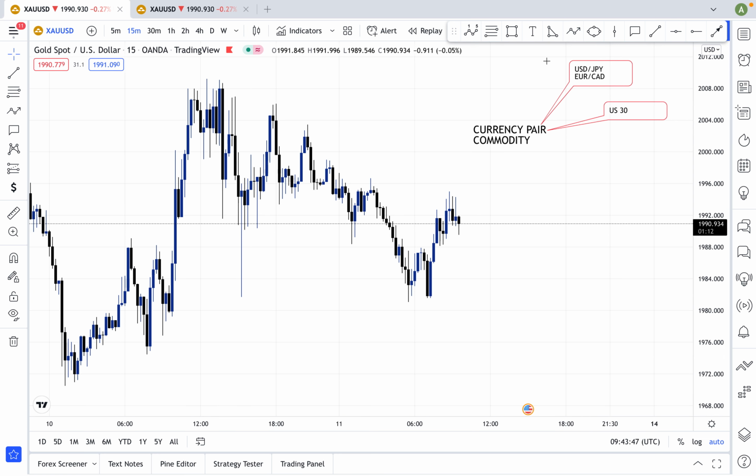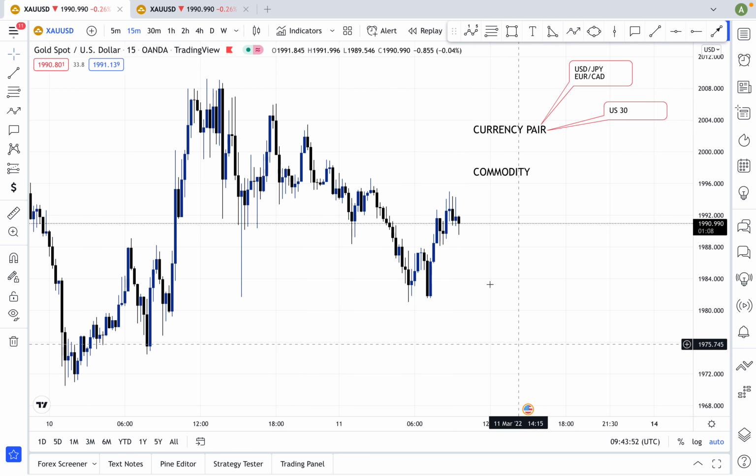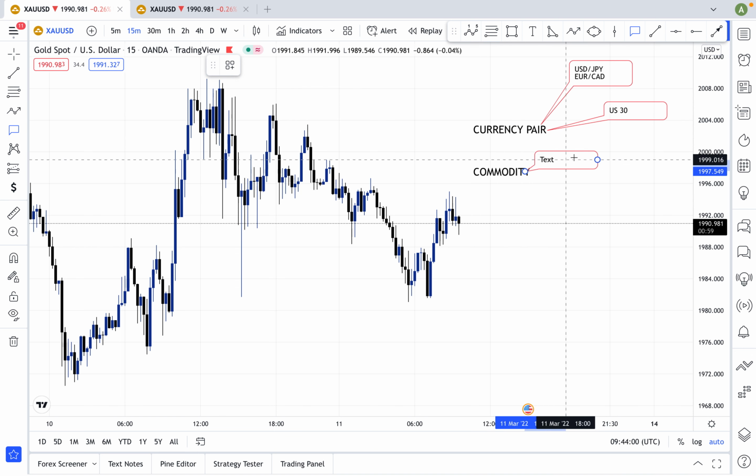And then we have commodity. Commodities are just raw materials that are being traded in the financial market. I would like to explain it as well.